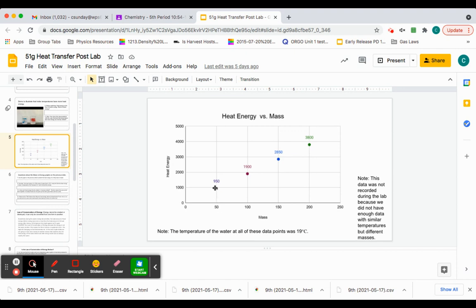On this one, I use mass 50, 100, 150, and 200. And my temperature was 19. So what I did for each of these would do 50 times 19, and then 100 times 19, and then 150 times 19, because the formula is mass times temperature equals heat energy. So if you're wanting to do this, how you get your data would be by multiplying each of your masses by the temperature, and then that gives you what your heat energy is.